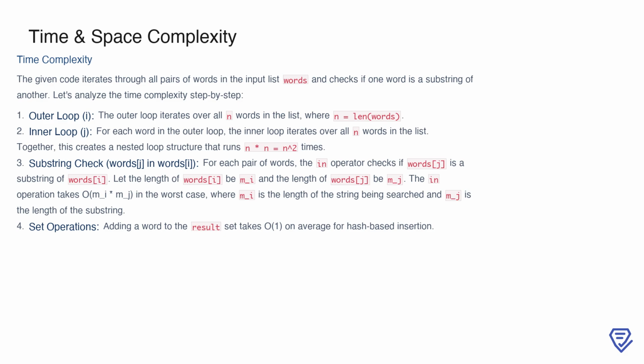If the word being searched has a length of m_i and the substring being checked has a length of m_j, the in check takes O(m_i*m_j) in the worst case. Finally, whenever a word is added to the result set, the operation takes constant time, O(1), on average, due to the efficiency of hash-based insertion. These individual components lay the foundation for our complexity analysis.